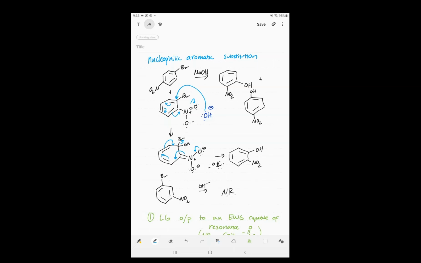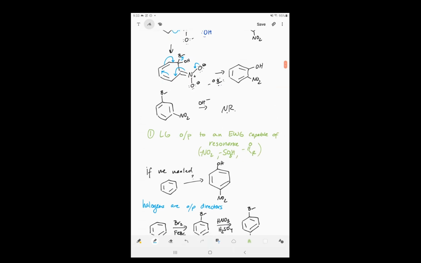I don't need you to show me all the resonance. The sigma complex, I might ask you. The Meisenheimer, I'm not going to ask you. I'm going to be very clear about that. So you don't have to worry about Meisenheimer.